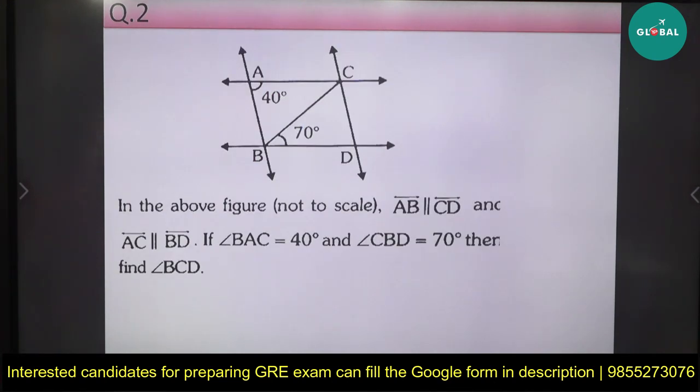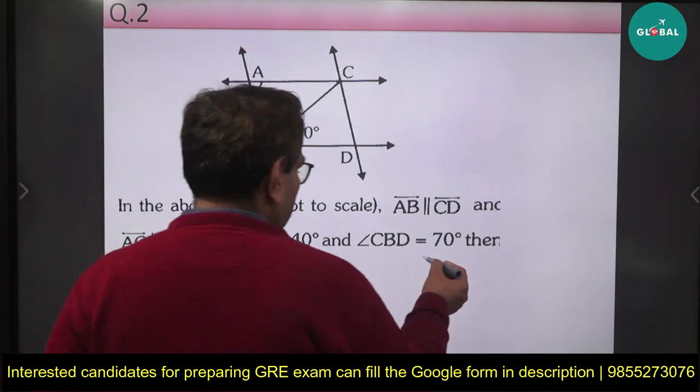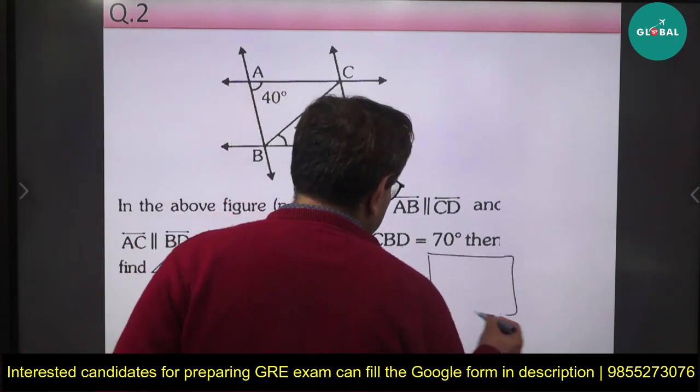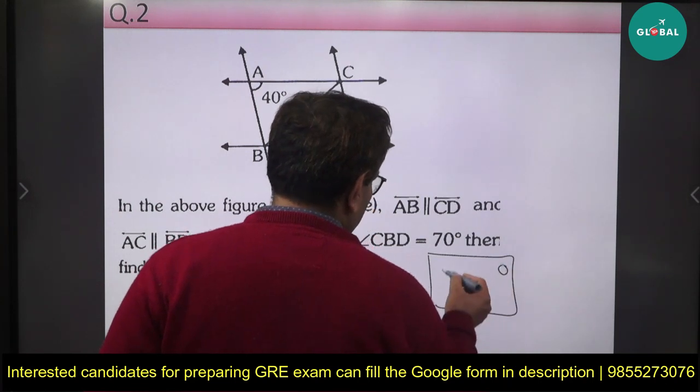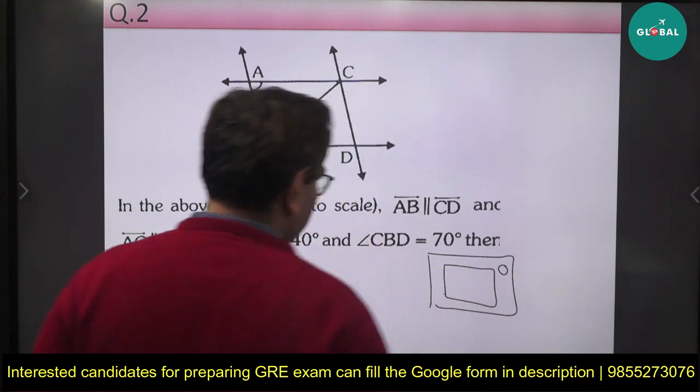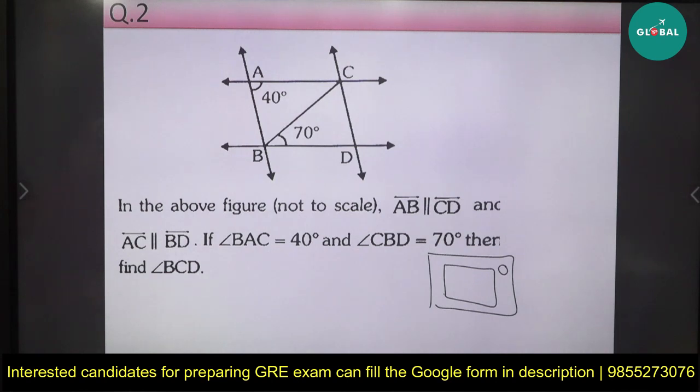So this is from lines and angles. So just read the question and try to find out the answer. You have to write your answer in the box provided to you. Okay, in degrees. Answer is in degrees. So you have to just write down the number. Okay. What is the amount of angle BCD? So first of all you read the question, try to solve it, and then you watch my solution.